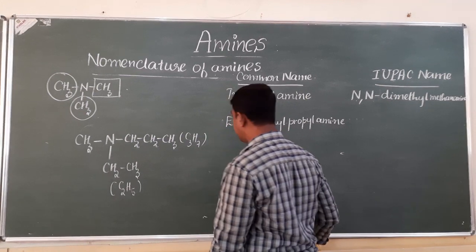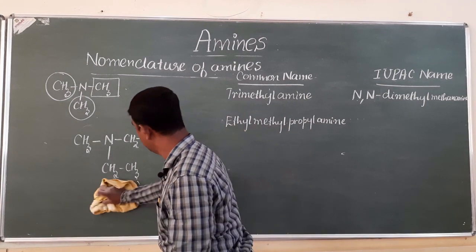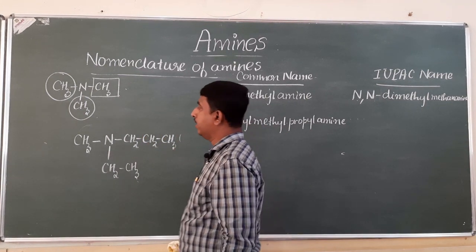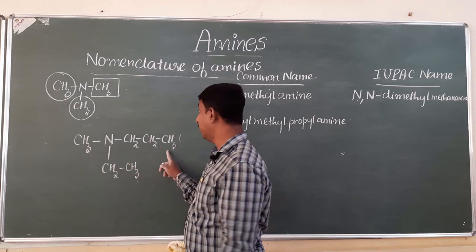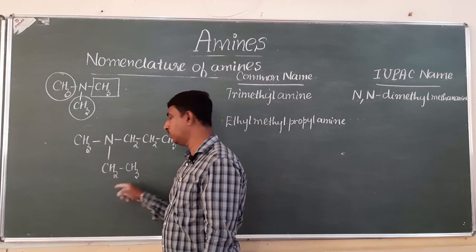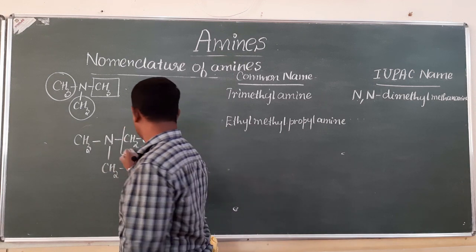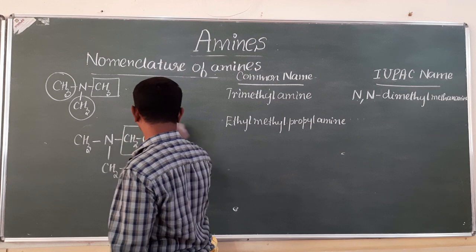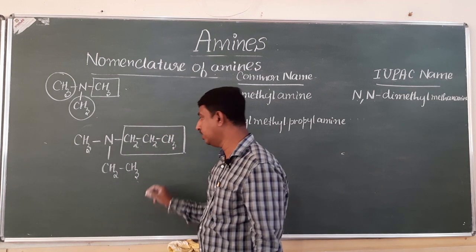IUPAC name. Now which one is the longest chain? See, the left hand side contains only one carbon. The right one contains 3 carbon atoms. This branch contains only 2 carbon atoms. So this is the longest chain, or the parent chain.